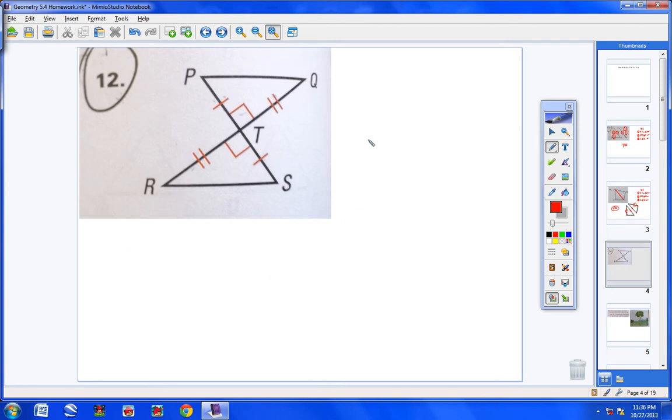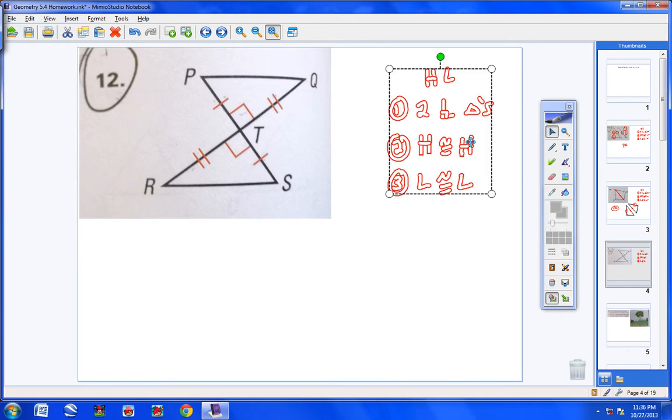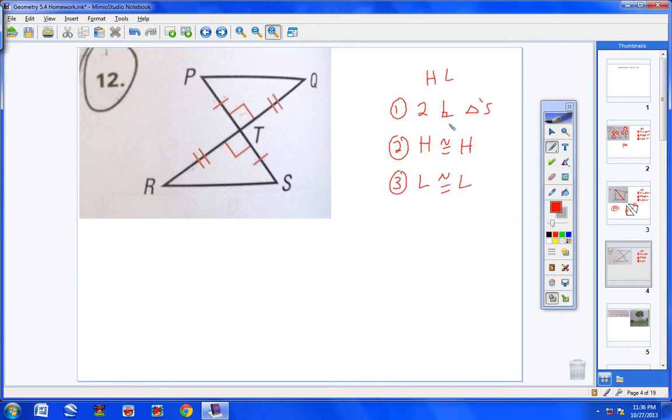All right, number 12. Now number 12, I'm pretty sure the answer is going to be no. And let's take a look at why. We definitely have two right triangles, so we can check that. Here's a right triangle down here, and here's a right triangle up here. However, here's your hypotenuse right here, and here's your hypotenuse right here. And notice we do not know if the two hypotenuses, if there is such a word, are congruent.